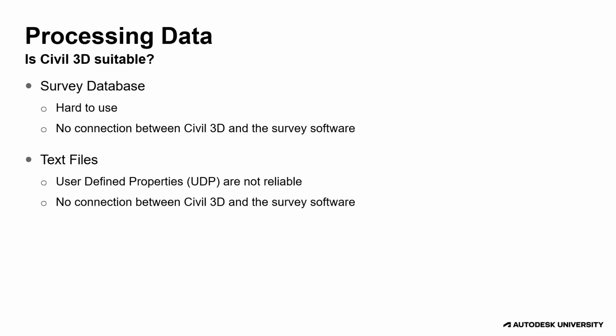We can also use text files, but I find that user-defined properties sometimes magically go away, indicating that they aren't reliable. And they're really hard to use to go and grab that data out of it. You can see it, but you can't really do anything with it. And there's no connection, once again, between Civil 3D and the survey software. If I make a change, I have to go make that same change within my software processing file.